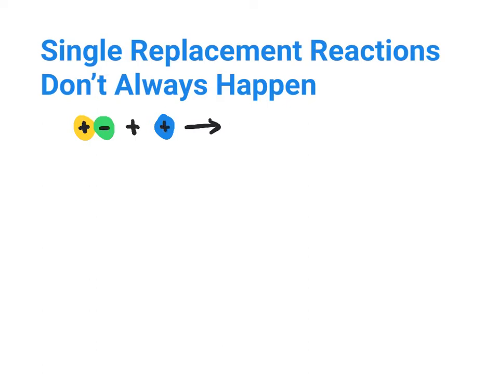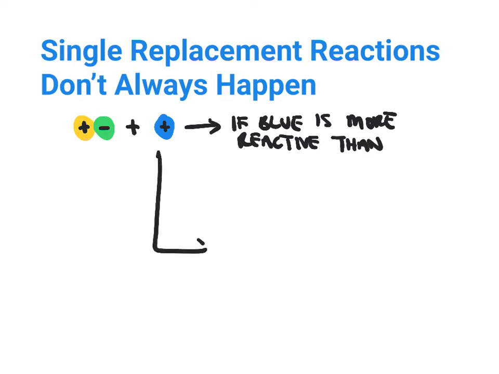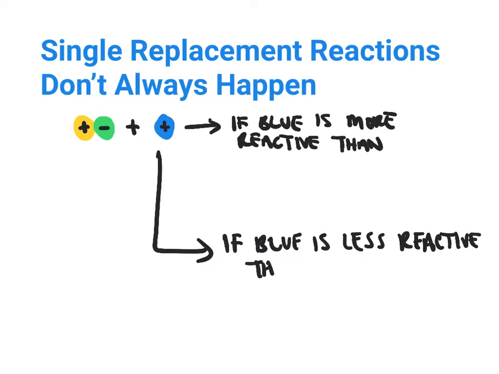Let's say that blue is the cation. So there are two situations here. There's a situation which says if blue is more reactive than gold, and there's a situation which says if blue is less reactive than gold. And we'll draw that down here. So if blue is more reactive than gold, blue wants to be in the compound more than gold. So what happens is blue and gold are going to swap places, and you'll get the new compound, blue-green, plus gold, and gold is on its own.